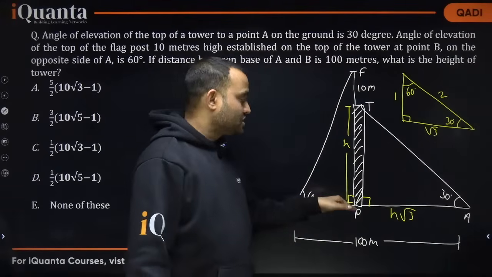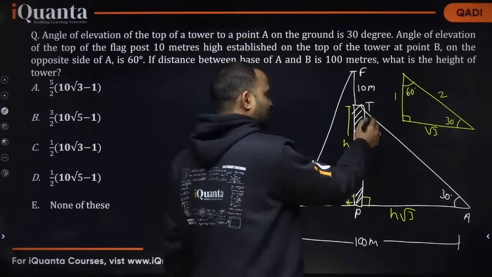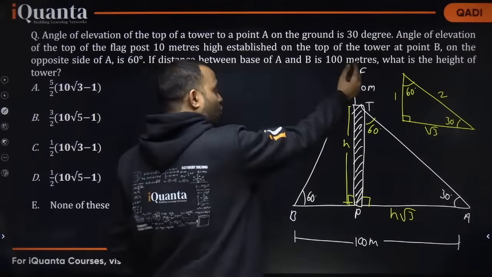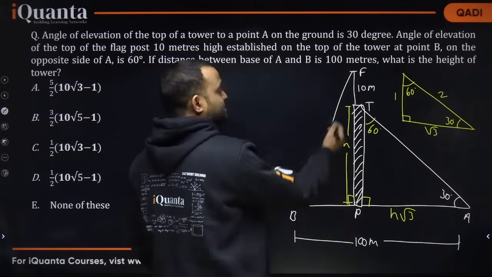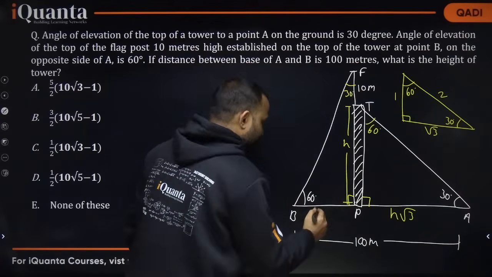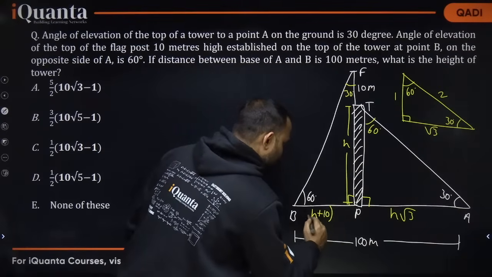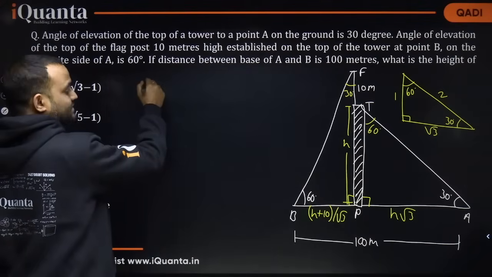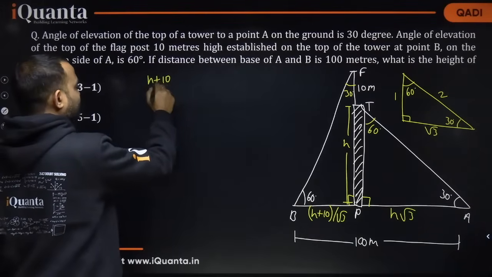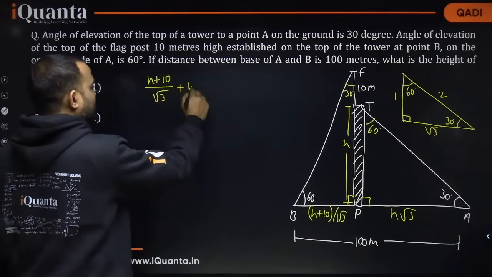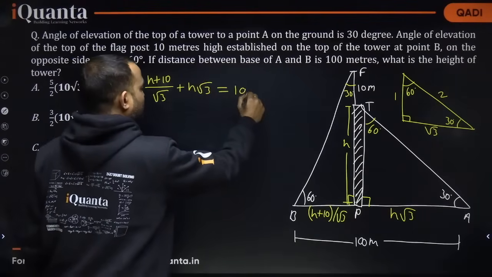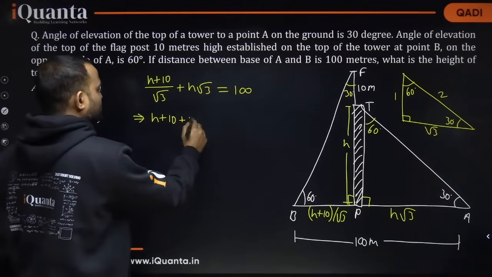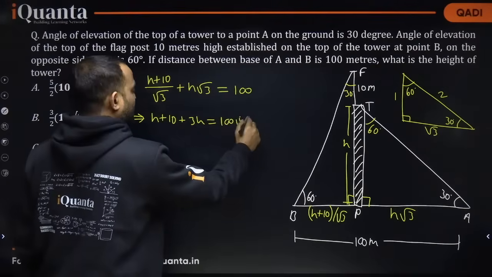So if this is H against 30, against 60, this angle will become 60 degrees, against 60 it will become H root 3. This whole length is H plus 10, which is against 60. So against 30, it will become (H plus 10) upon root 3. Now according to the question, we can say that (H plus 10) upon root 3 plus H root 3 is equal to 100.